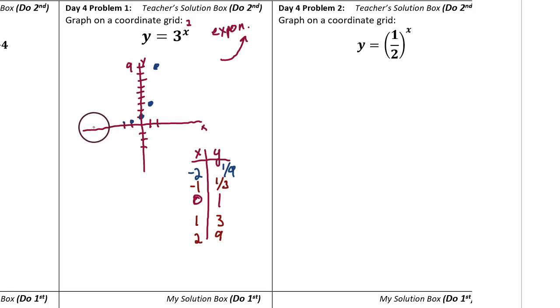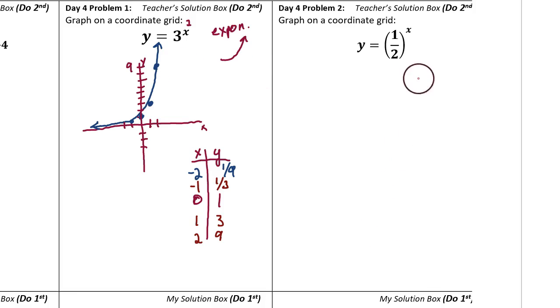Now we can draw in our shape. Start along the x-axis, which is an asymptote to our graph, and swing up through the dots. Arrowheads on the end to show it keeps going. So here is the general shape for an exponential function that has growth.